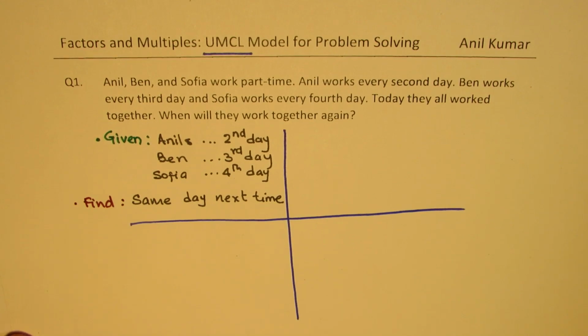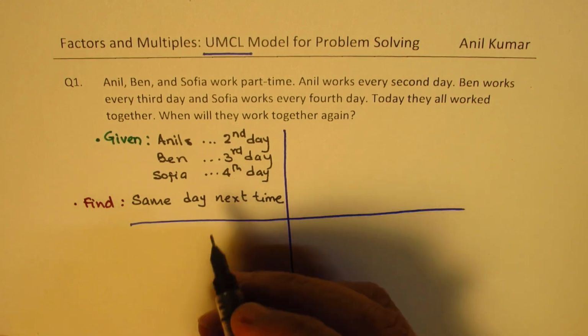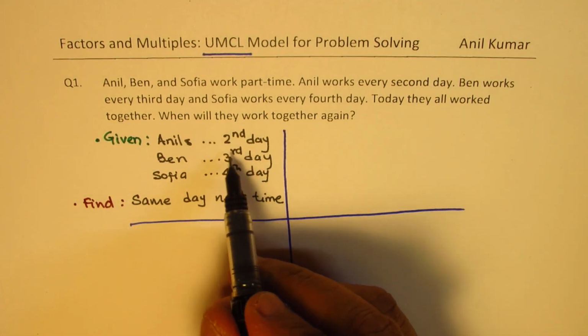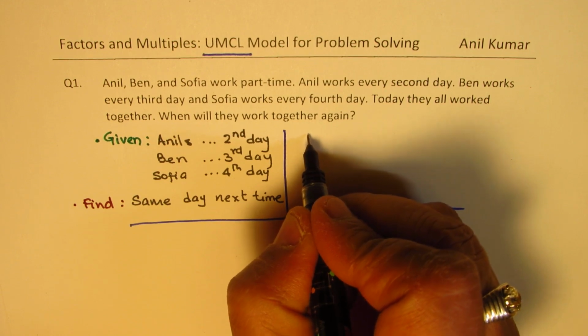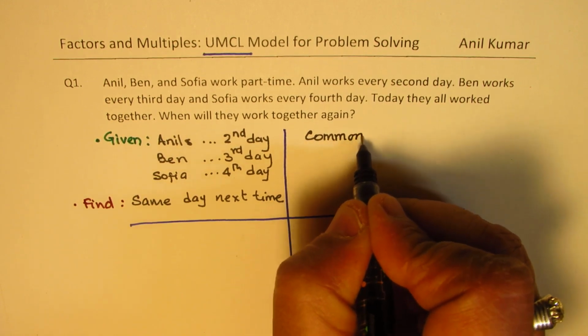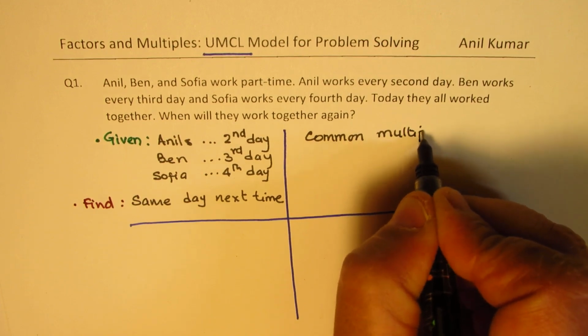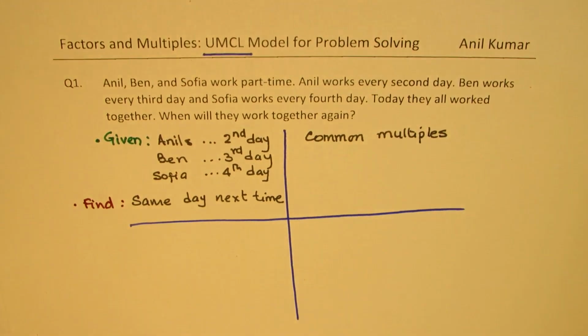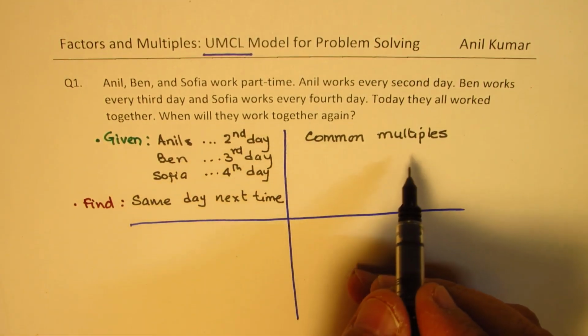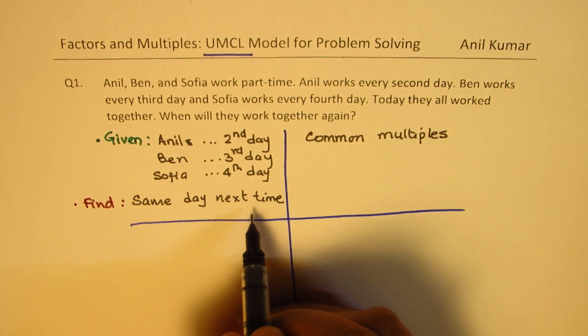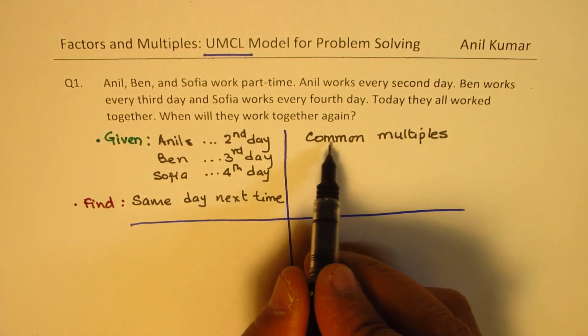Now, we have to make a plan for how we can figure this out. We realize that we are trying to find common multiples, I should say, between second day, third day, fourth day. Then they will be working together on one particular day. So that is the strategy.